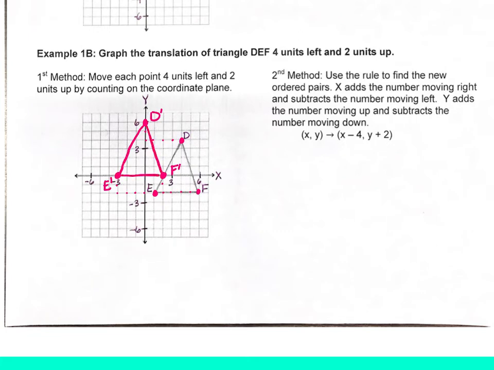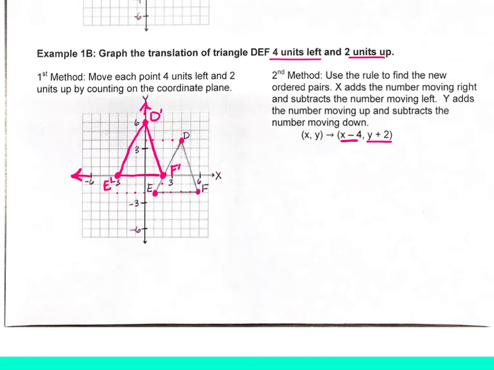And we've got triangle D prime, E prime, F prime. The second method, we're using the rule. 4 units left means that x goes left, because when you go left on the coordinate plane, it gets more negative. And then 2 units up, so y goes up 2, it adds 2, because on the coordinate plane, as you go up, the y's increase.